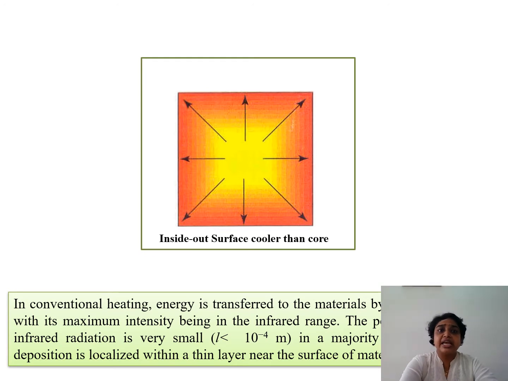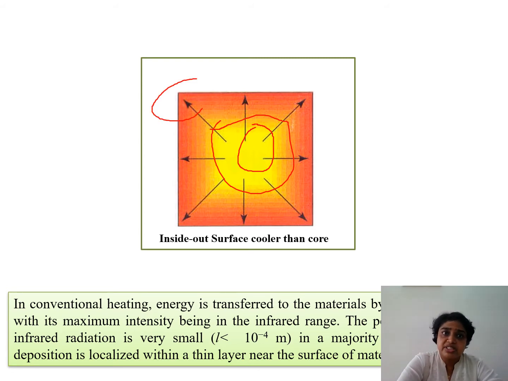The very first thing: in conventional heating, if you can see here, the outer surface is hotter. If it is your microwave material, the inside is hotter, and the surface is cooler than the core. The core is at a very high temperature. Why? Because the material volume itself is acting as a source of heat. So that's why the volume of the material is at high temperature. However, heat is radiated from the core to the surface, and the surface is at a lower temperature compared to the core.